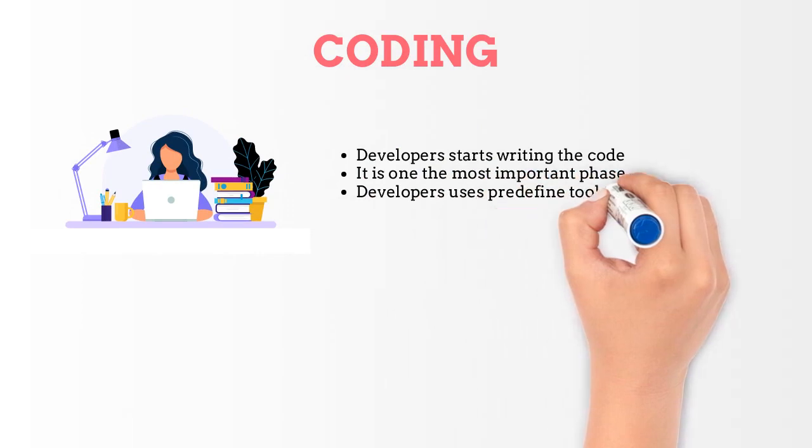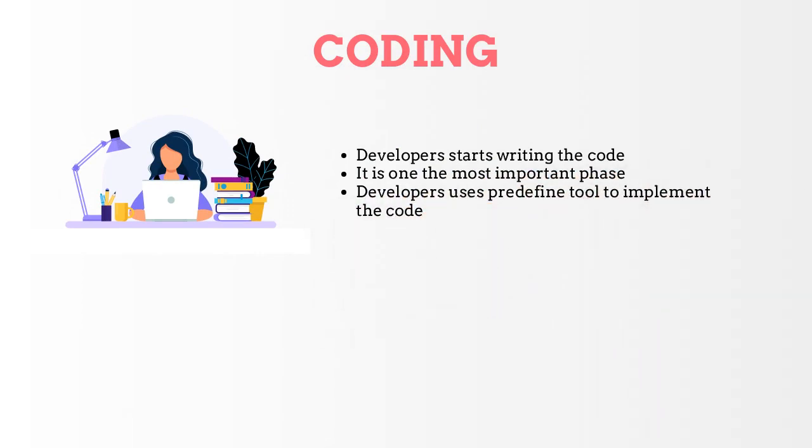In the coding phase, the developer starts writing the code. It is one of the important stages. The developer uses predefined tools to implement the code. Sometimes the developer doesn't get a clear idea about the requirement. In this scenario, the developer has a brainstorming session with the business analyst, and the business analyst assists in translating requirements into actionable tasks.